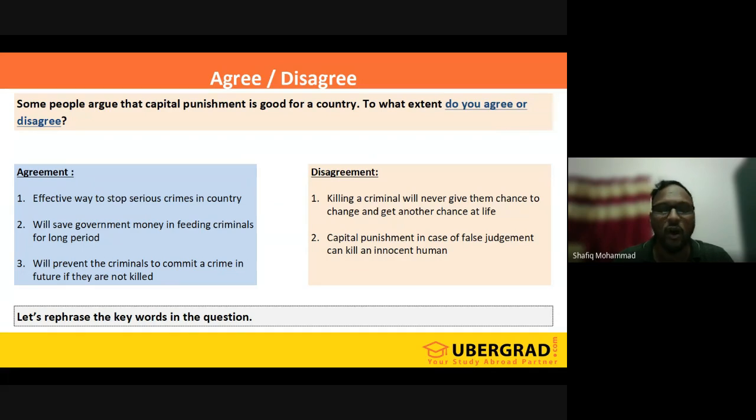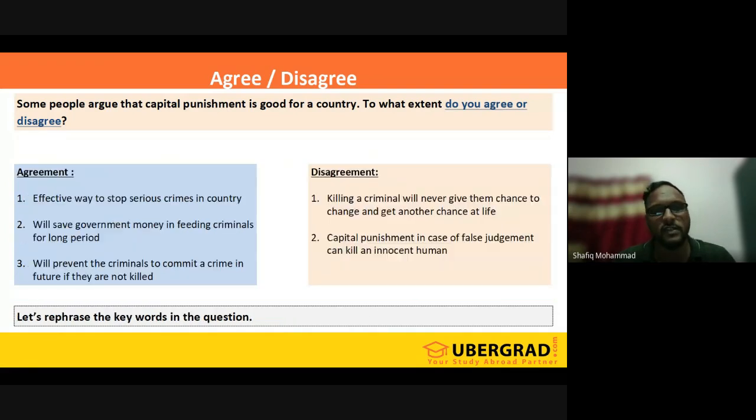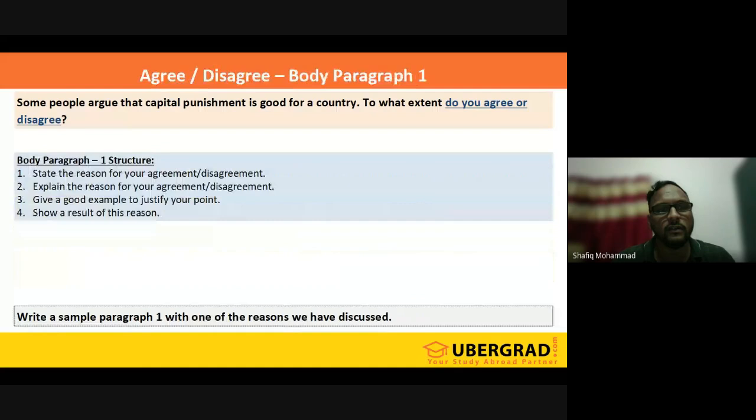Both agreement and disagreement. So how will you write the first body paragraph? If you really agree, you can start writing, yes, I agree that capital punishment should be there. And the supporting sentence should be, in addition, you're going to talk about a few more things. First reason you'll give, then with that reason you're going to give a statement. For example, first you're going to state that yes, capital punishment should be there. You agreed to it, and then explain why the capital punishment should be there, and give an example to justify your above point. Like you've given a reason, right? Again, an example, then show the result of this reason.